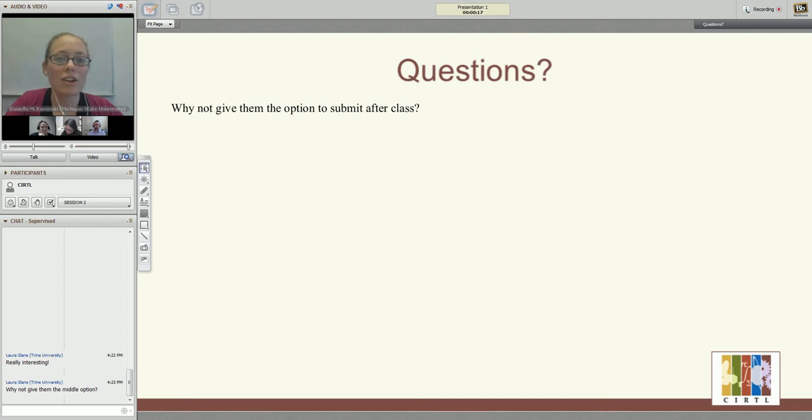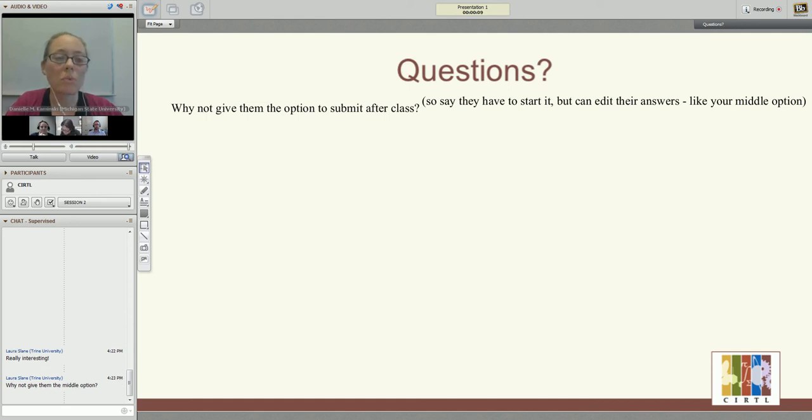And Laura, I think that's a good point, that I can still provide that option, that providing questions ahead of time may help students in targeting what are the most essential questions as they prepare for class, and then have them be able to submit afterwards. So that is also a possibility.